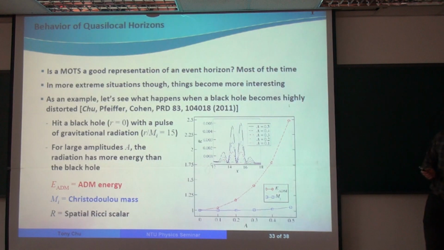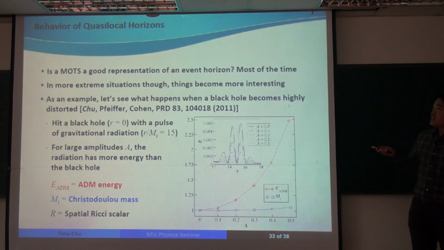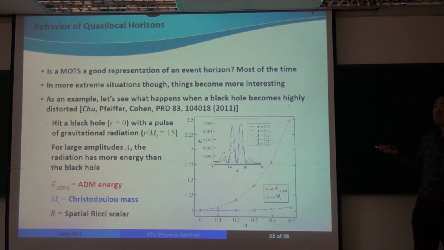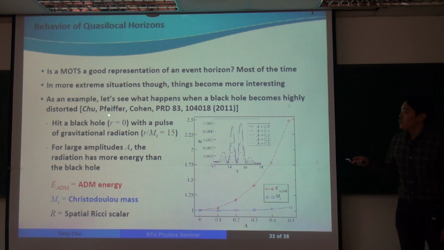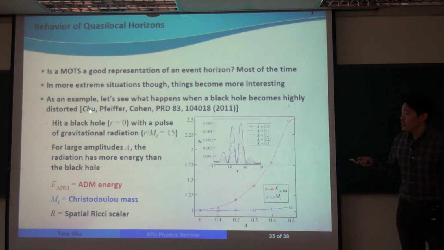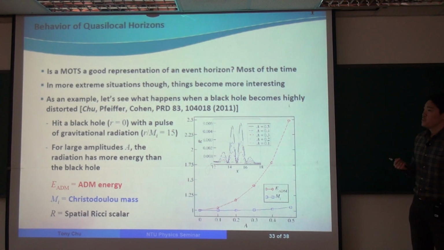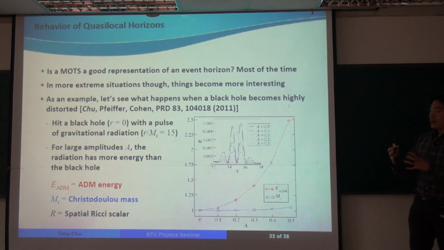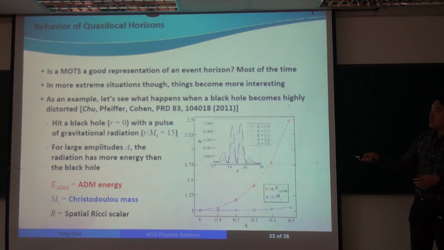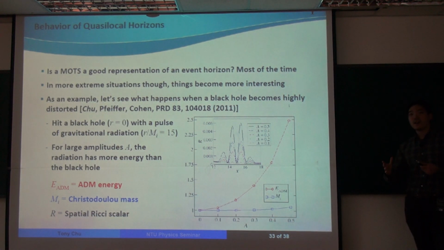With this definition, we can ask, is it a good representation of an event horizon? The answer is most of the time, but not always. In more extreme situations, things can get quite interesting. To illustrate this behavior, my collaborators and I did a numerical simulation. We had a black hole at the origin of our computational domain, and we hit the black hole with a very strong pulse of gravitational radiation.